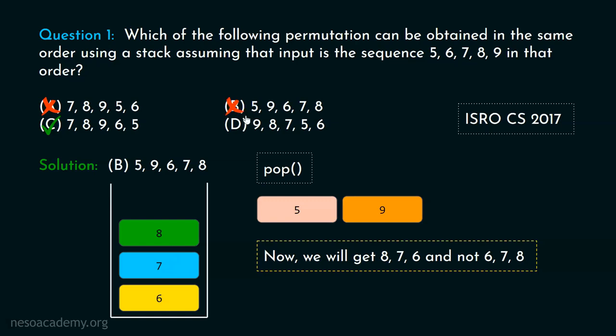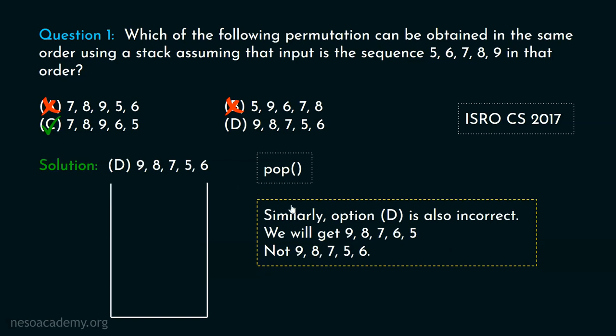Hence, this option is also incorrect. Okay? I hope this is clear to you. Now, let's see option D. In this option, you can see that we will get 9, 8, 7, 6, 5 and not 9, 8, 7, 5, 6. This is not possible. The sequence is not possible, right?